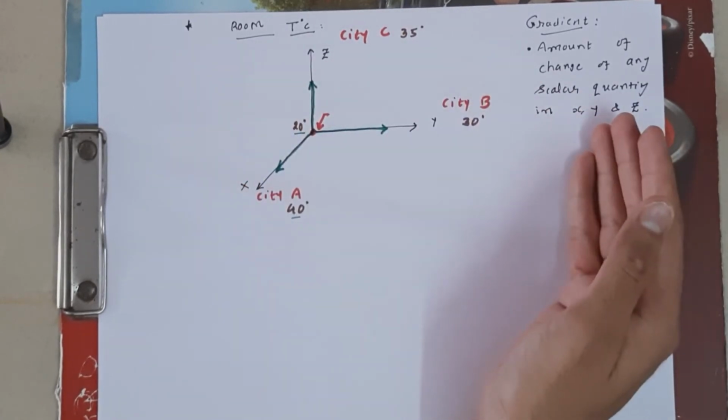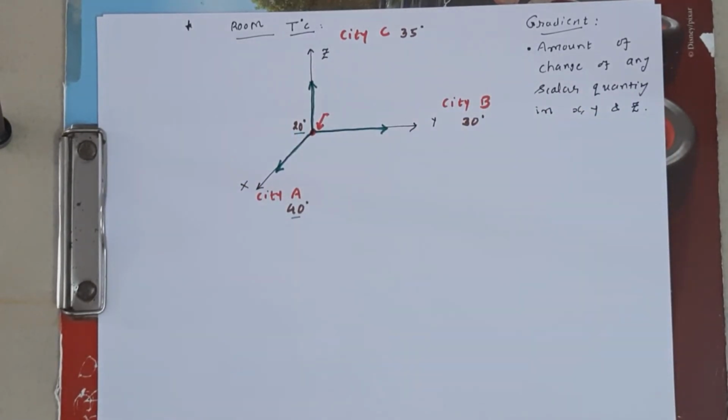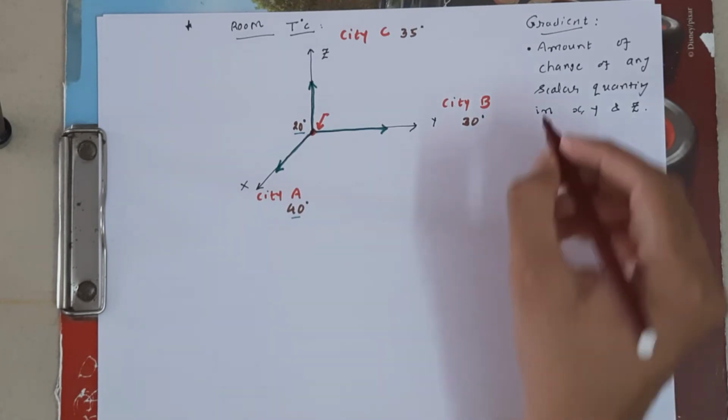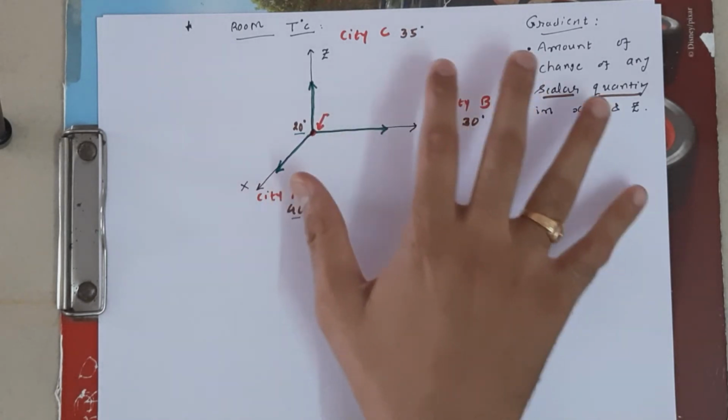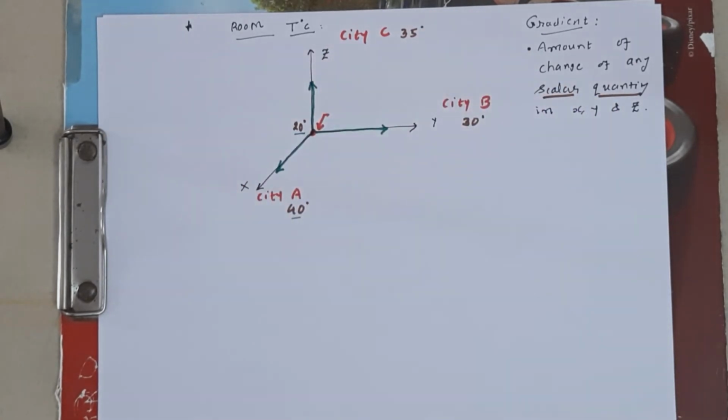There are so many scalar quantities present, like temperature, pressure, weight. Those scalar quantities change by how much amount in x direction, how much in the y direction and how much in the z direction. We have to find that out using the gradient operation. Clear? Actually here we have to deal with electromagnetic waves, but this is just a simple understanding regarding the gradient concept.